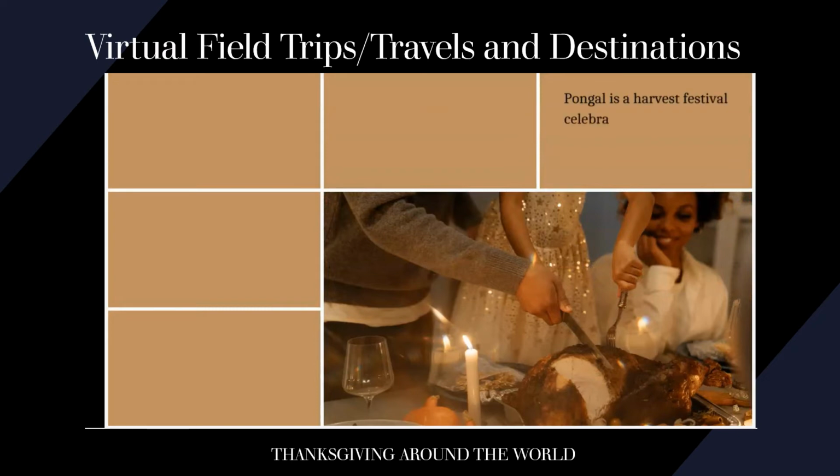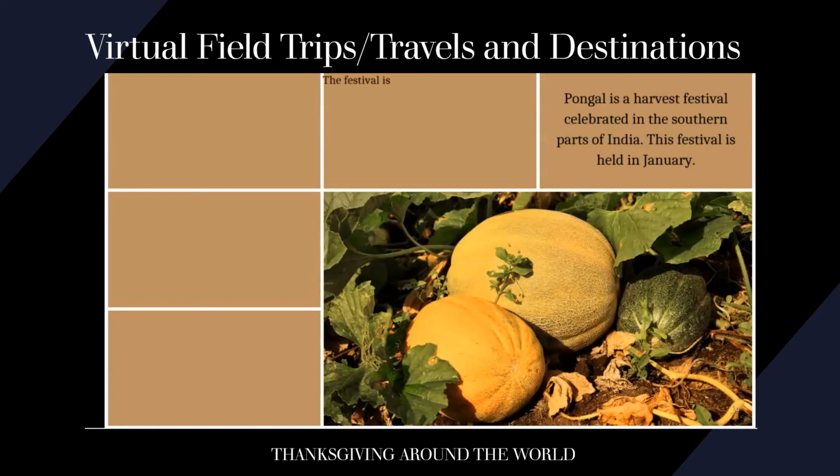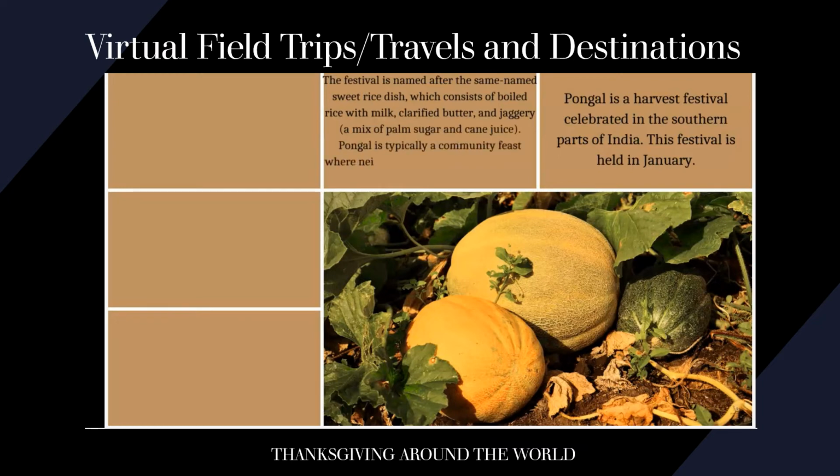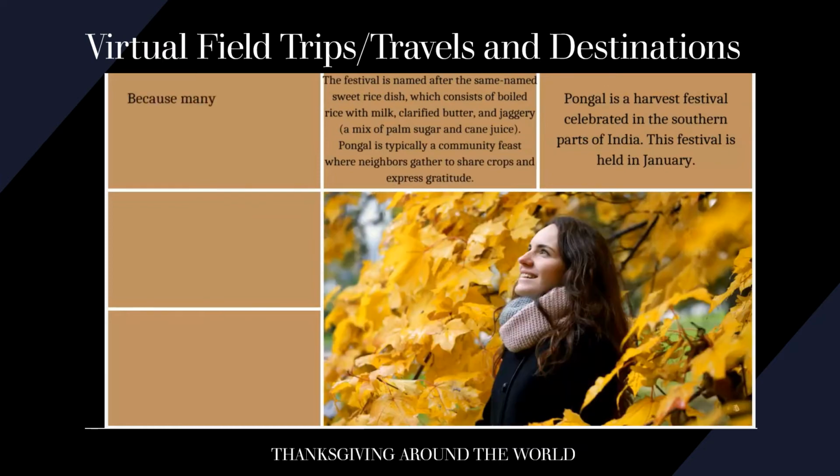Pongal is a harvest festival celebrated in the southern parts of India. This festival is held in January. The festival is named after the same-named sweet rice dish, which consists of boiled rice with milk, clarified butter, and jaggery, a mix of palm sugar and cane juice. Pongal is typically a community feast where neighbors gather to share crops and express gratitude.